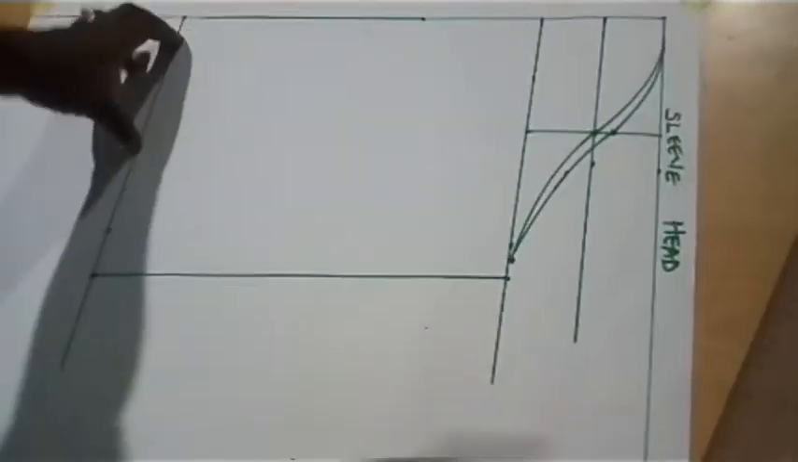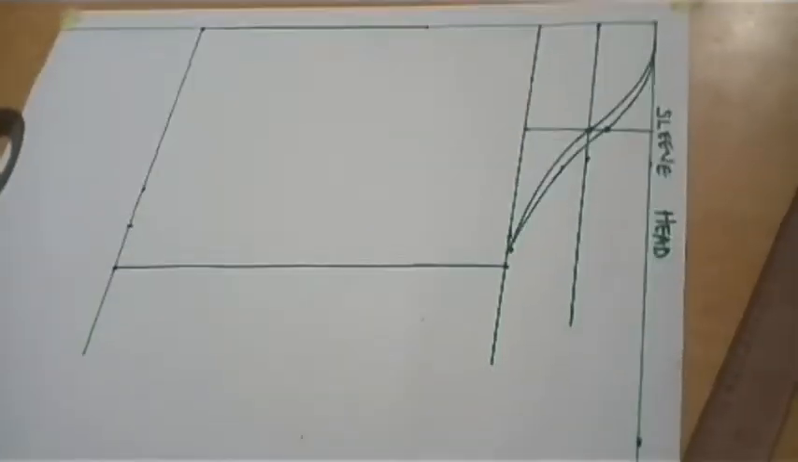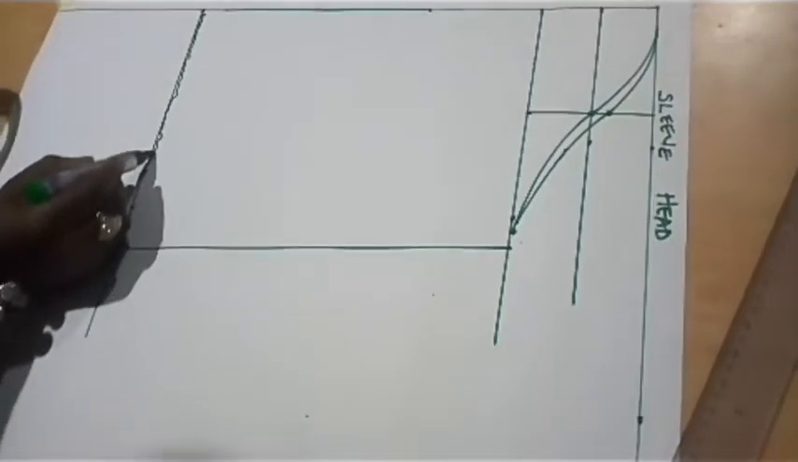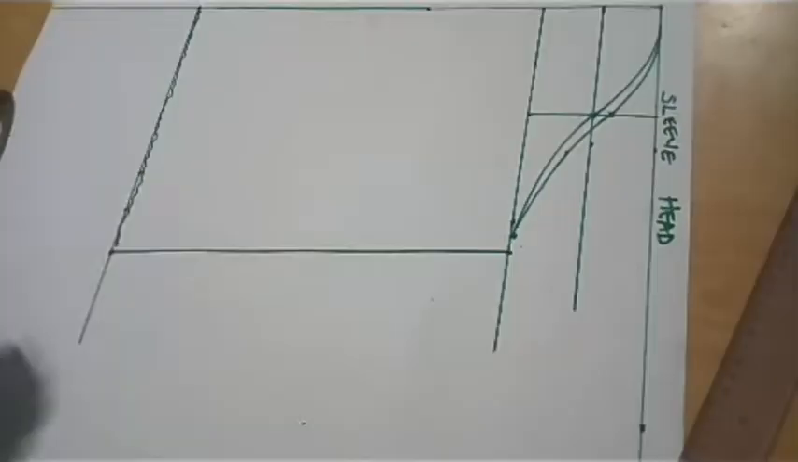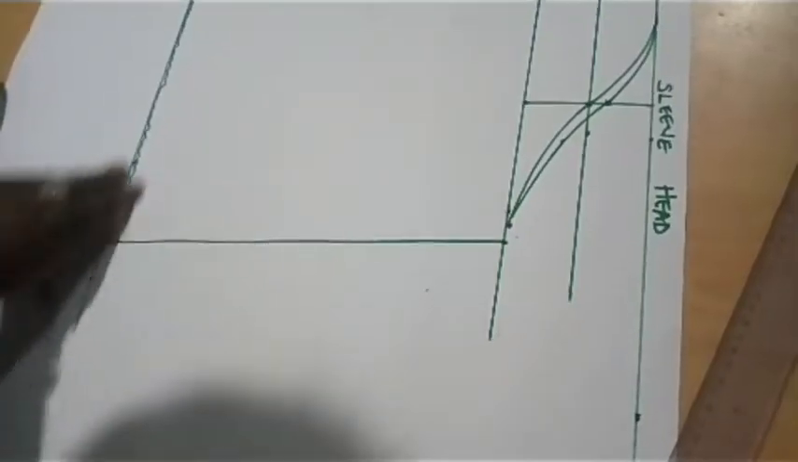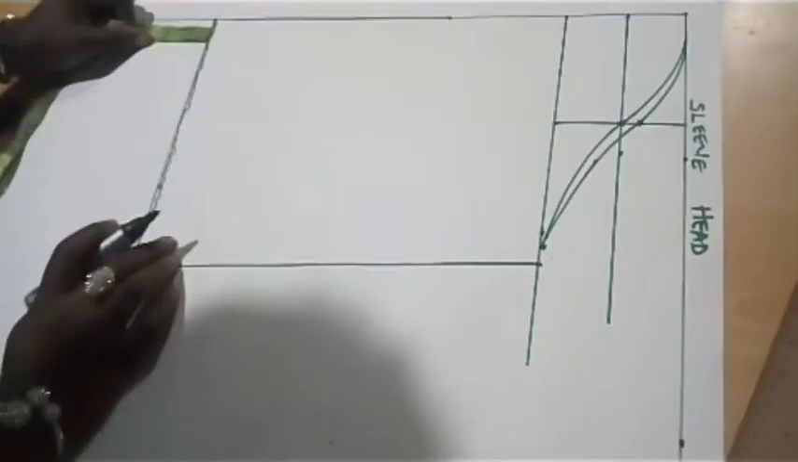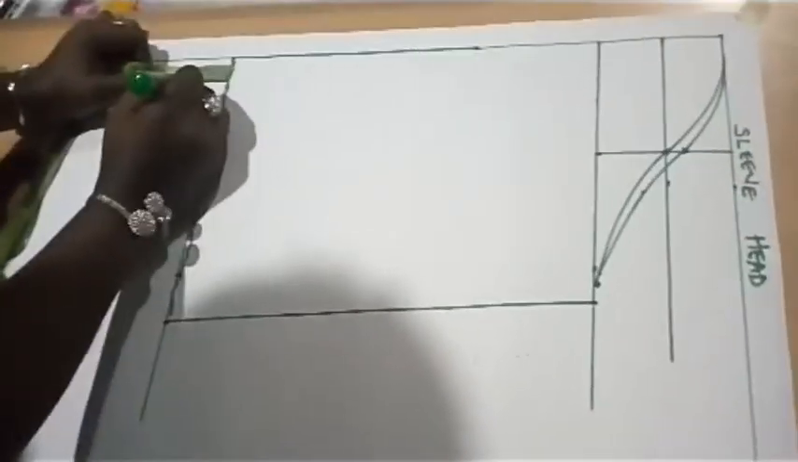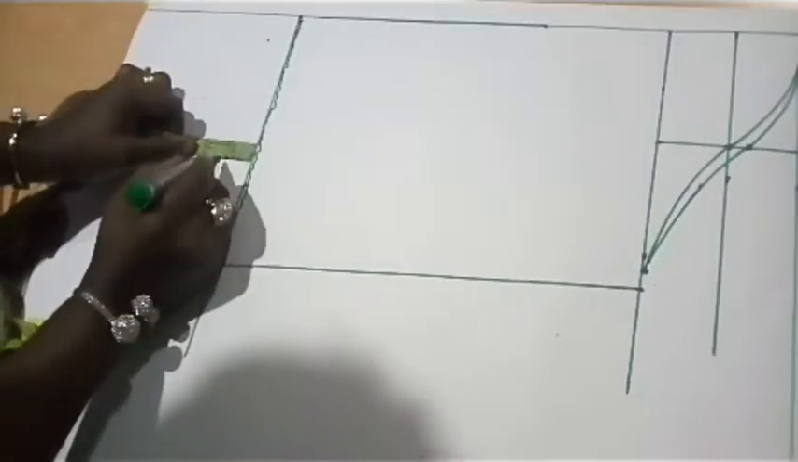So because of those gathers, now I'm going to have my gathers. You can see my gathers running all through this way. But these gathers, after gathering, are going to fit into that little band. So I'm going to take the measurement of that little band. That is a band of 1 inch.